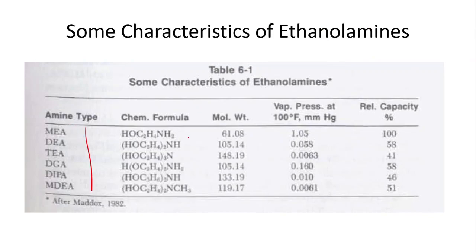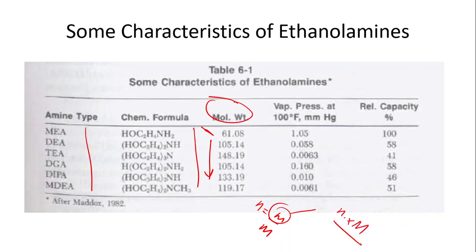These are some basic properties of all these amines. You can see here their chemical formula is given, their name, and their molecular weight. Mono has the lowest molecular weight, and you can see how it is increasing. This molecular weight is necessary because we know that the number of moles is the amount upon molecular weight, so the amount is calculated using the molecular weight. That's why molecular weight is required here.